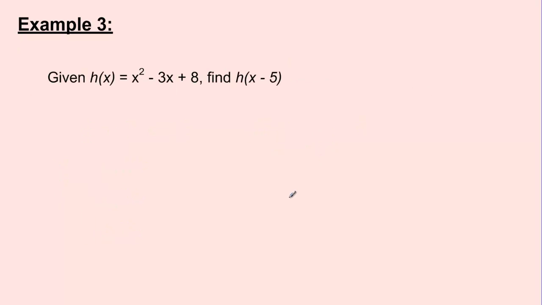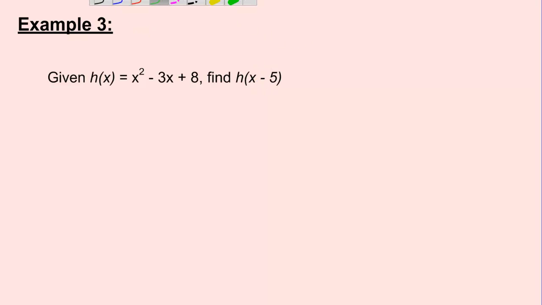Here's example 3. Given h at x equals x squared minus 3x plus 8, can we find h at x minus 5? Instead of having a number in where x goes, now we have a variable and a number, or a binomial, x minus 5. It works the exact same way that the other examples work, though. This x just gets replaced by whatever was in the brackets here. So instead of just having an x, now it's an x minus 5. Which means that in my equation, I'm just replacing anywhere that I see x with an x minus 5.